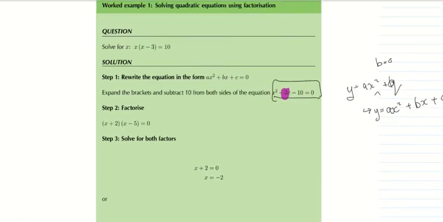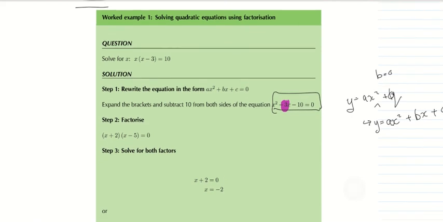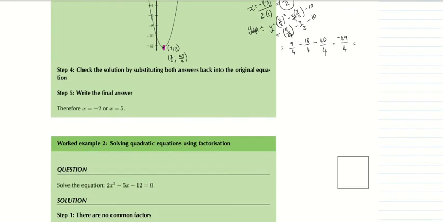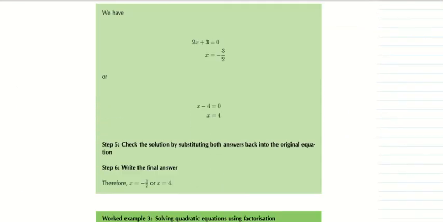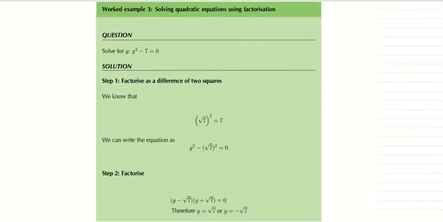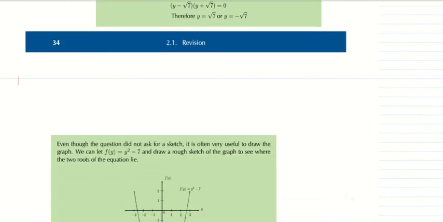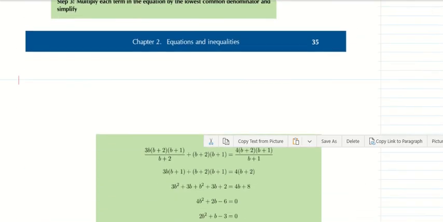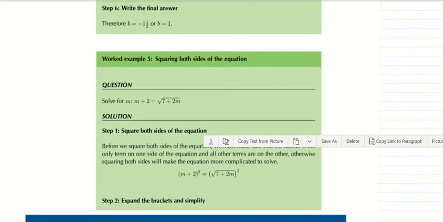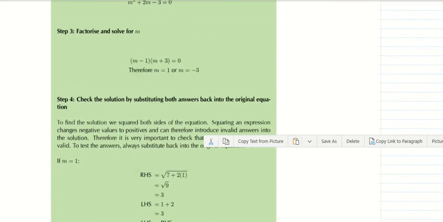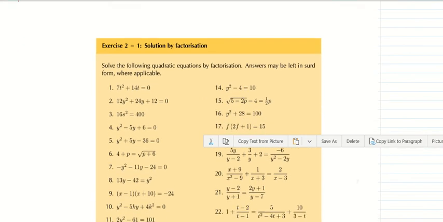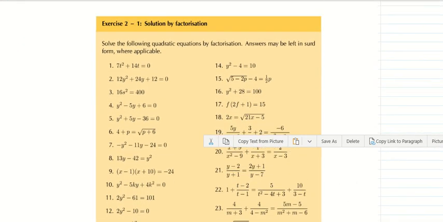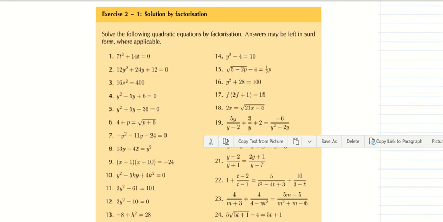Alright, so there I also requested that you copy this example number 1. There's an explanation. We looked at this yesterday or the previous lesson, and then we have worked examples number 1, 2 and 3, and then the revision. I actually want to get to the exercise. Here's some more examples for you to take note of if you do get lost or forgot your grade 10 work. Alright, so exercise 2.1, solution by factorization. Solve the quadratic equations by factorization. Answers may be left in surd form where applicable.